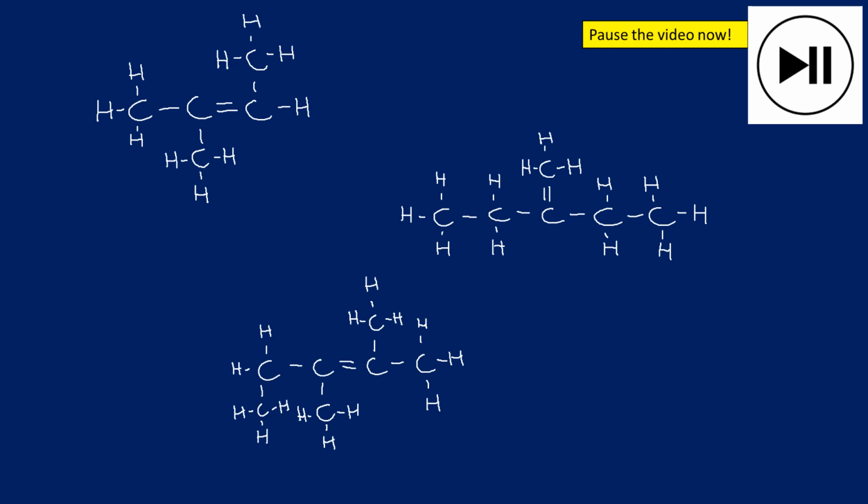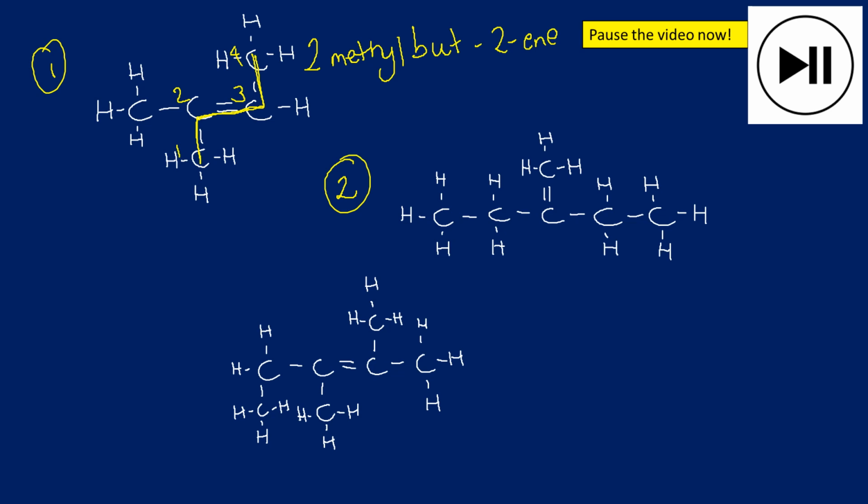First one, be careful. So I'm going to do this one first. The longest chain is in fact 4. 1, 2, 3, 4. It's here. Okay, so it's butene, and it's but-2-ene. There's a side chain on the number 2, so it's 2-methyl. The side chain is a methyl, so 2-methylbut-2-ene for the first one.